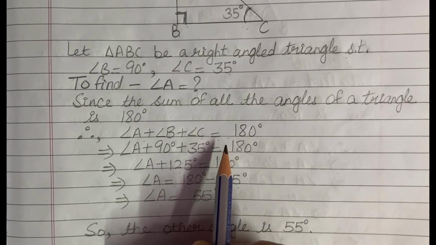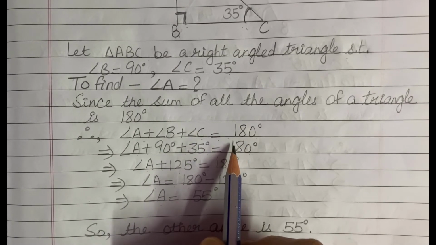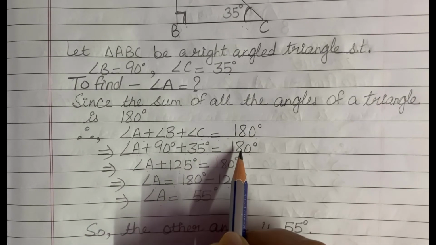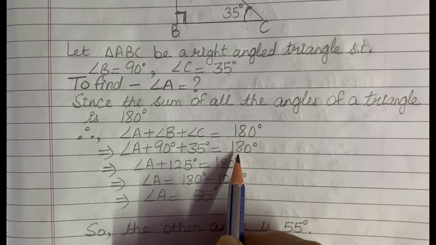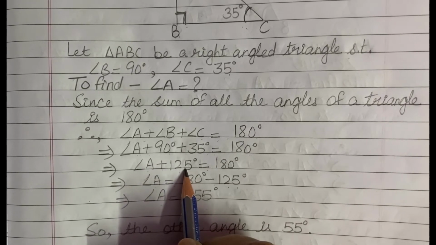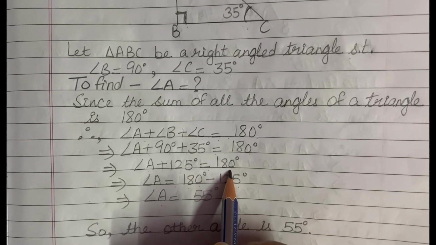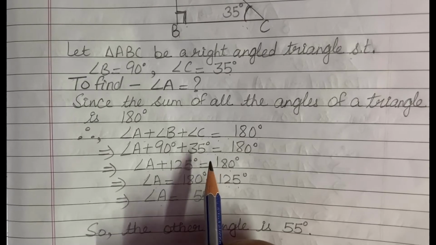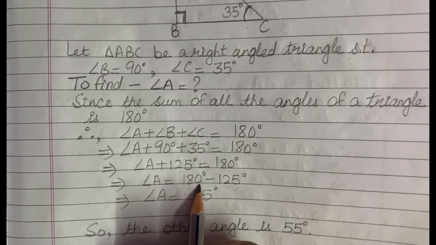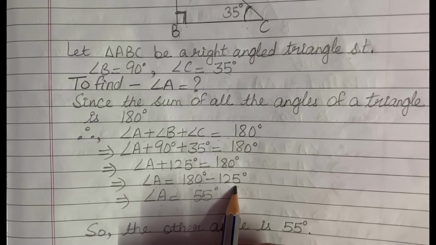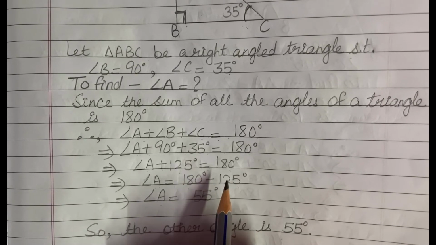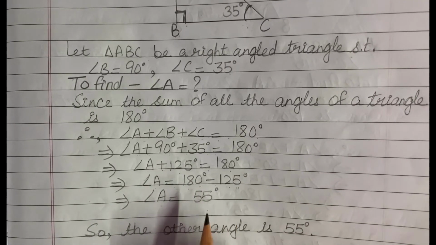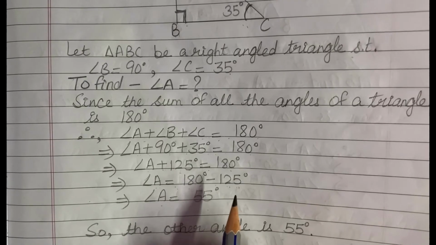Now here we will put the value of angle B and angle C, and on putting the value we will get angle A plus 90 degree plus 35 degree is equal to 180 degree. On solving this we will get angle A plus 125 degree is equal to 180 degree. Now students, here 125 degree is positive. On shifting it will be negative. So this means angle A is equal to 180 degree minus 125 degree. And on solving this we will get our angle A as 55 degree. So the other angle is 55 degree. Hopefully it is clear to you.